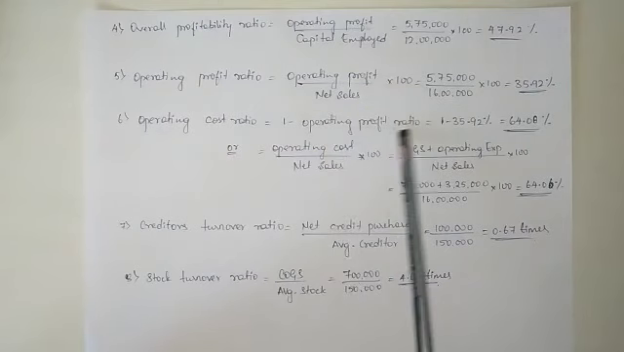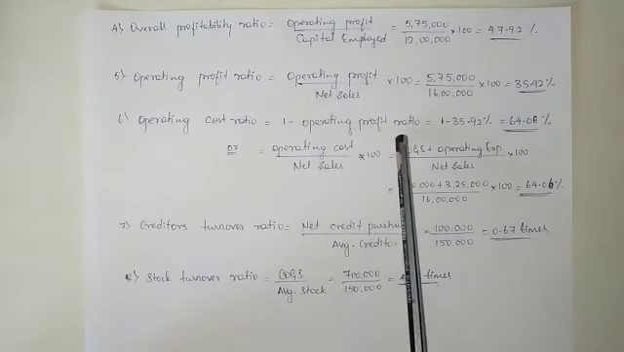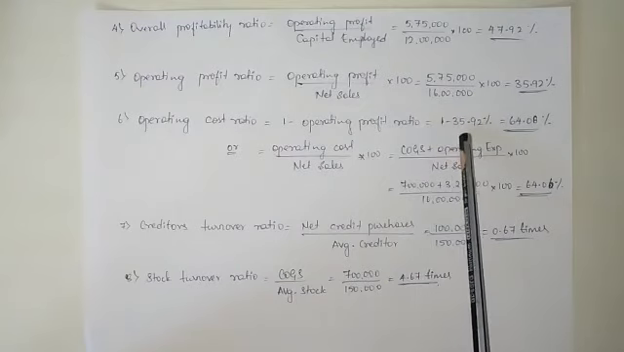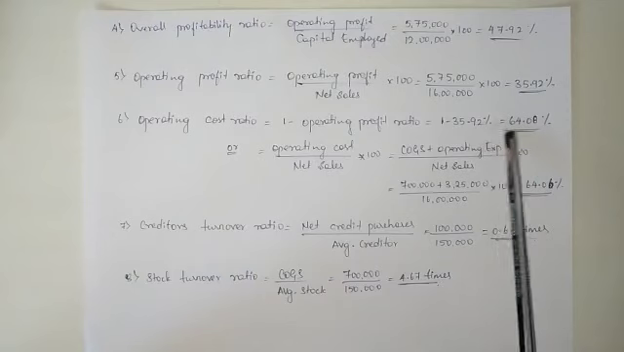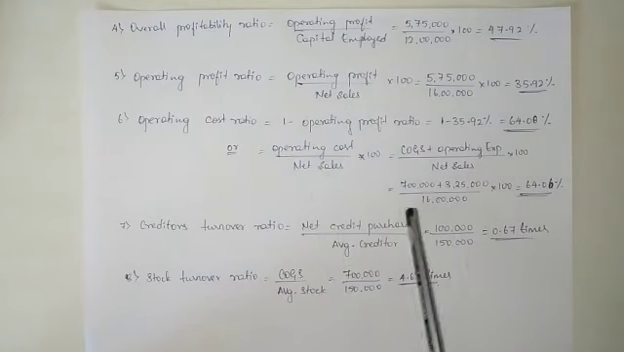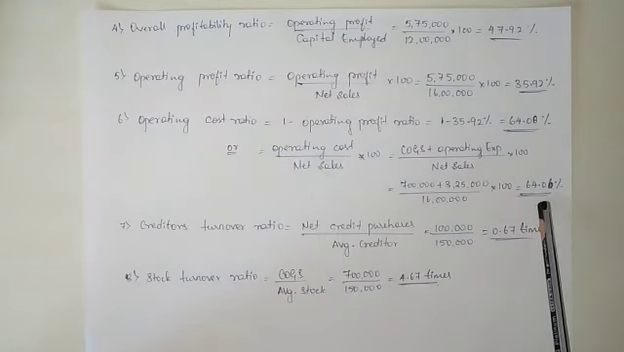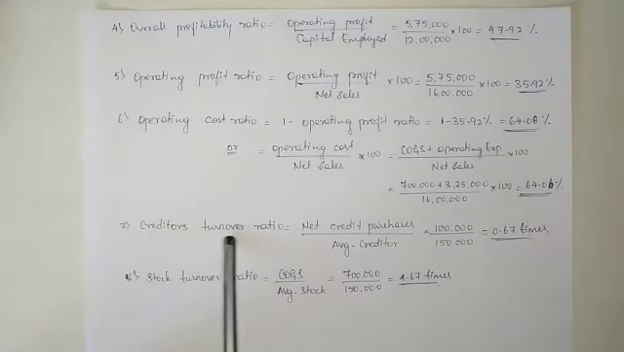And operating cost ratio. As I told you earlier, there are two different formulas that you can use: 1 minus operating profit ratio, which gives 64.08%, or otherwise if you use the operating cost with net sales, you will also get the same answer, that is 64.08%.